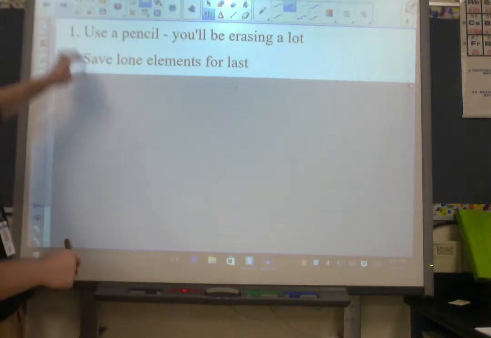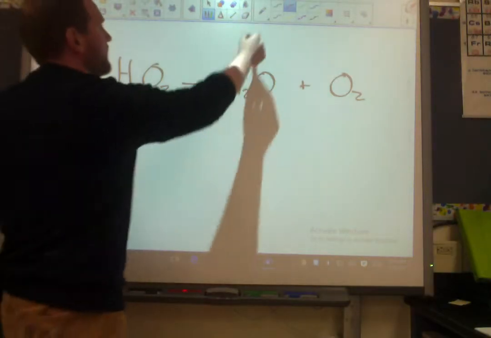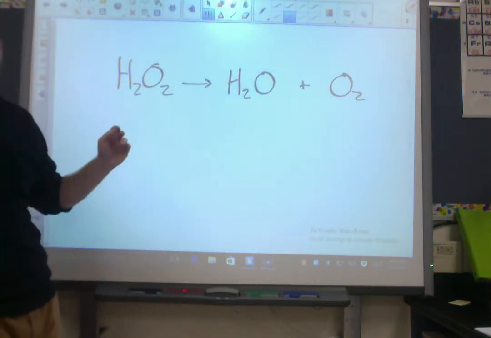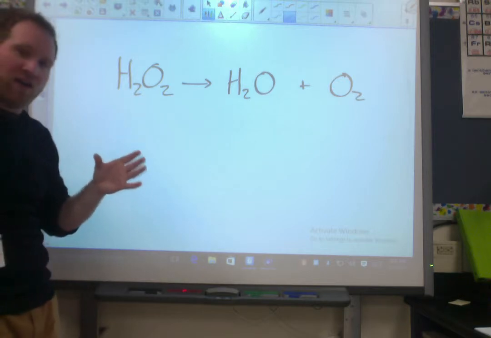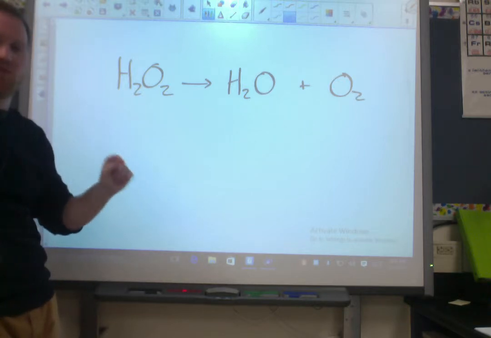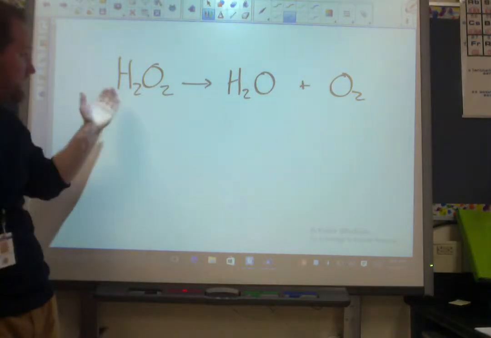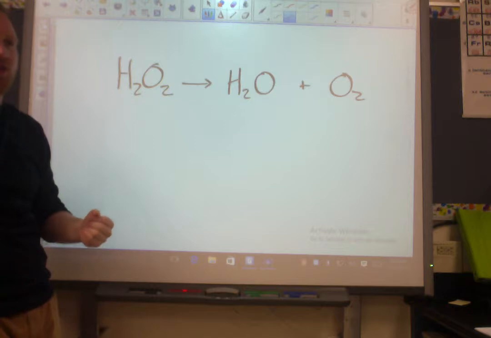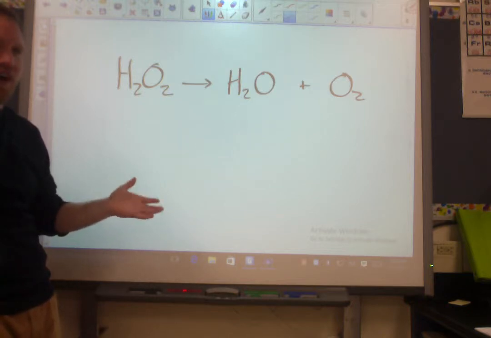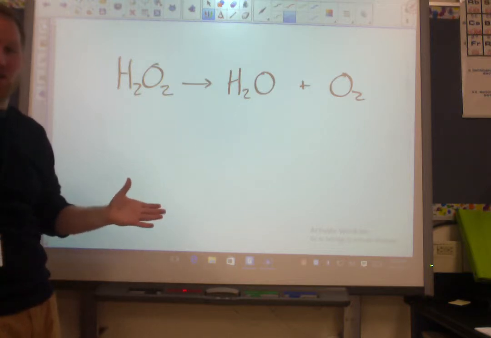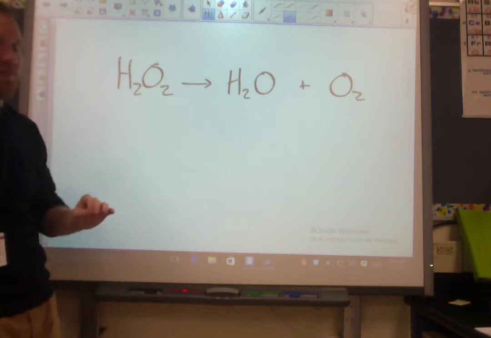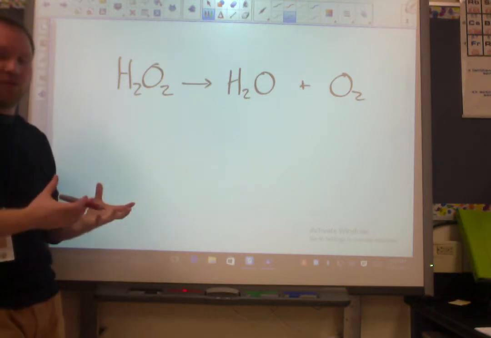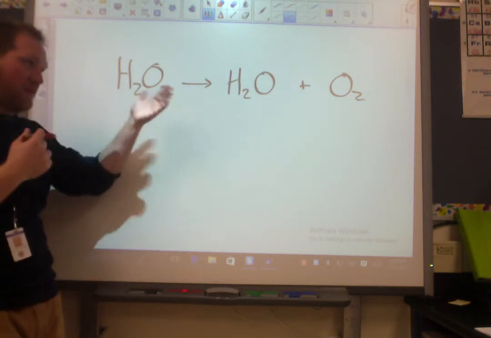Lone elements for last. So just as a quick example, this shows the breakdown of hydrogen peroxide, the decomposition. If you have that brown bottle of hydrogen peroxide, you'll probably notice it has an expiration date on it. That's because this happens naturally. It will break down into water plus O2 gas. So if you have an old bottle of hydrogen peroxide from 5-10 years ago, you probably just have a bottle of water. It usually lasts 1 year. By the way, that's also why it's in a brown bottle, because light speeds up this process. If you have it in a clear bottle or a plastic bottle, it's going to happen a lot faster.